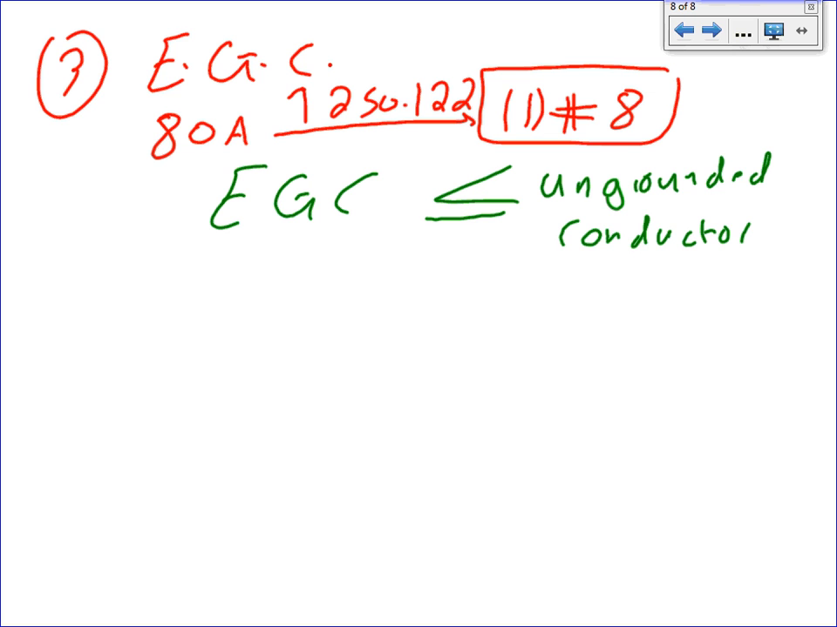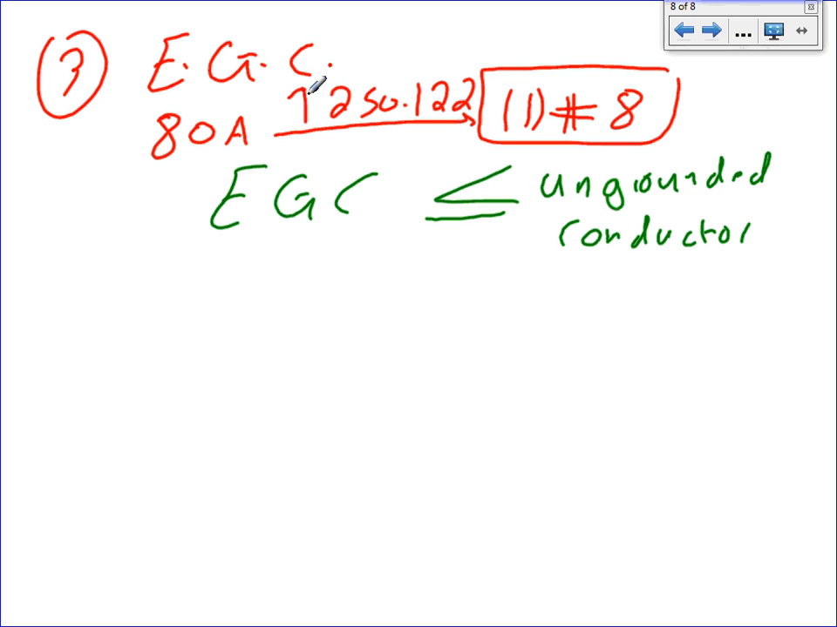I know that somebody asked for the code reference. I'll get it to you, I just can't recall it off memory here. Equipment grounding conductor shall be equal or less, not the neutral. I don't want you to get confused between the neutral and the ungrounded conductor, which is the phases. Okay.